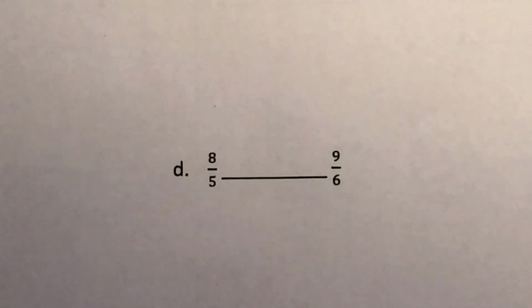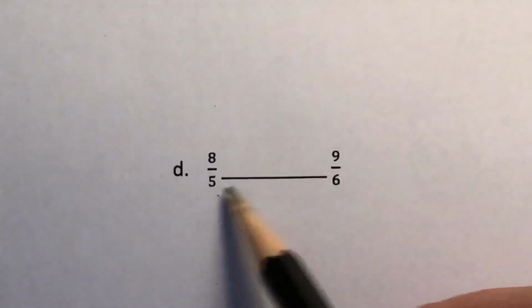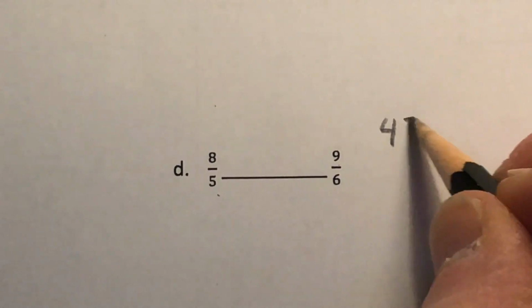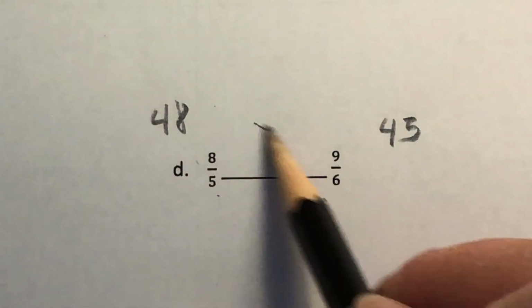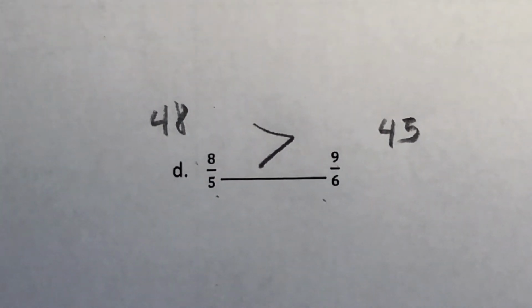And then the last one, fifths and sixths. The closest related multiple I've got between those two is 30. So 5 times 9 is 45. 6 times 8 is 48. 8/5 is greater. Okay?